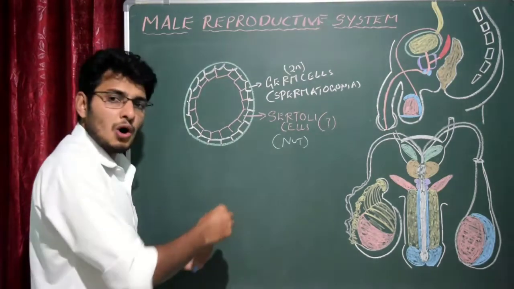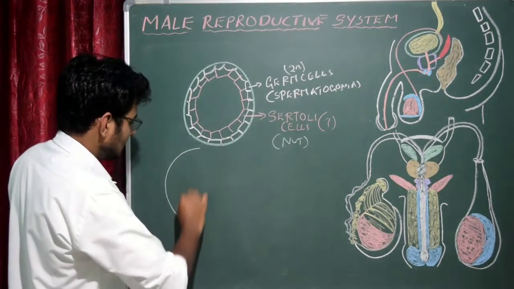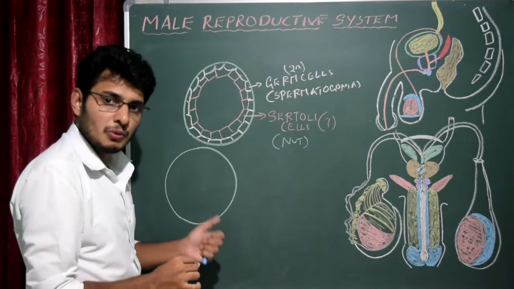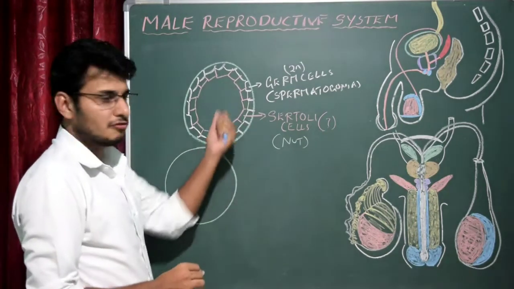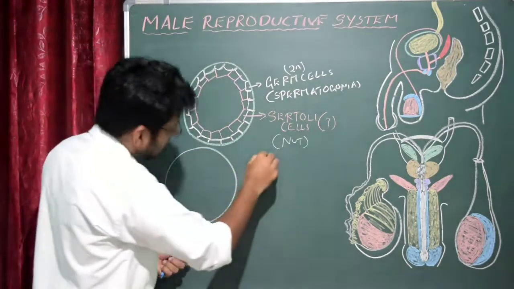Now I'm going to draw one more seminiferous tubule. We'll draw it here. As I said, in one testicular lobule there will be around 2 to 3 seminiferous tubules. One diagram is already done, so we'll draw another seminiferous tubule, one more.